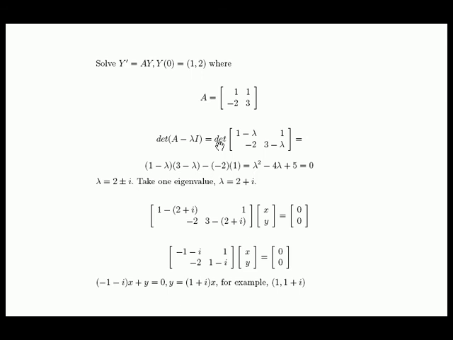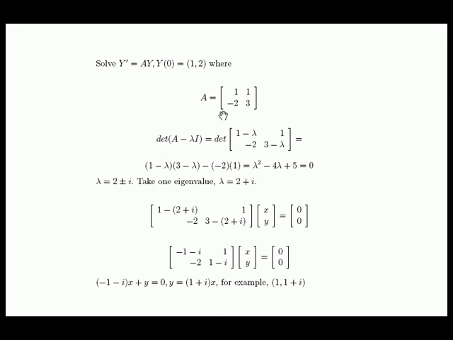So we start out just like in section 2, we try to find the eigenvalue, subtract lambda from the diagonal, set the determinant equal to 0, and we get lambda squared minus 4 lambda plus 5 as the characteristic polynomial. Use the quadratic equation to find the roots, and the discriminant is negative, which means we have complex conjugate roots.